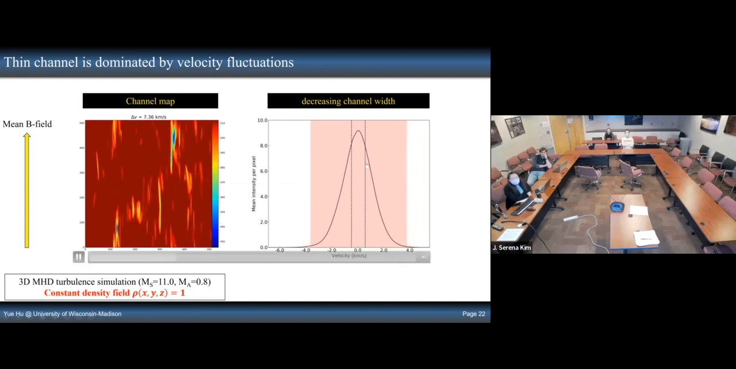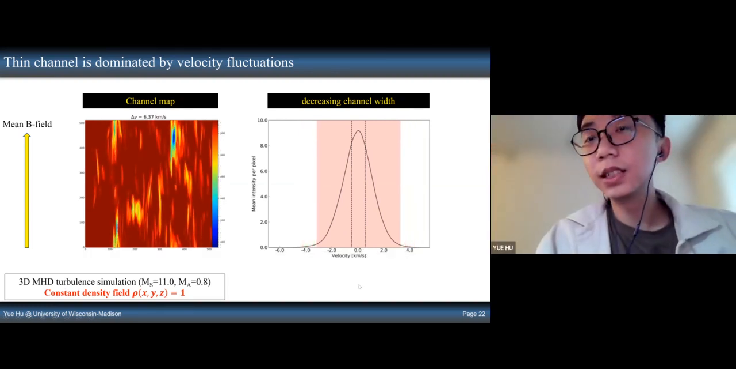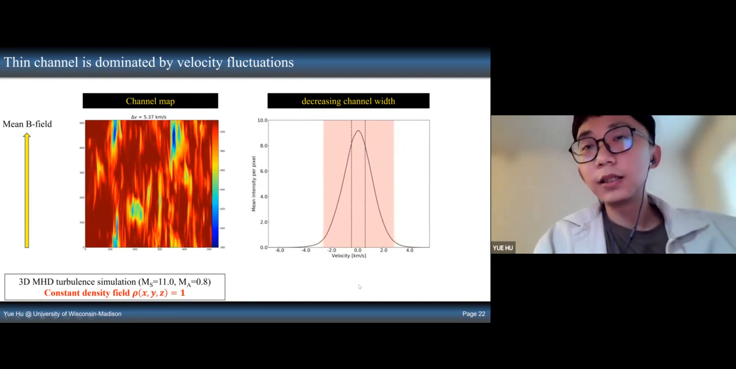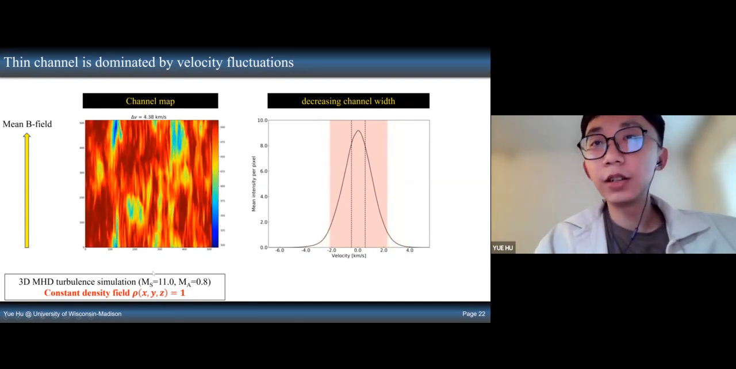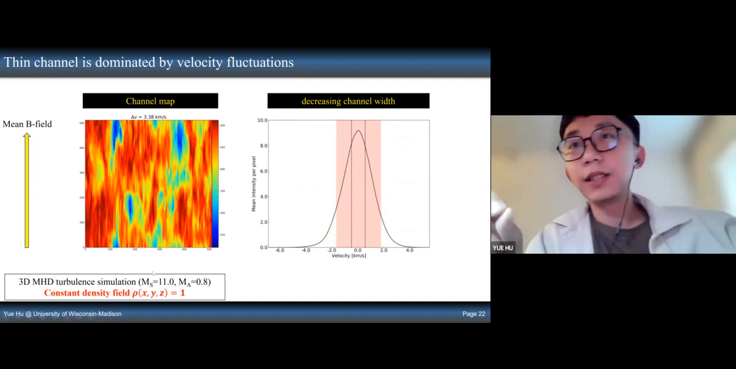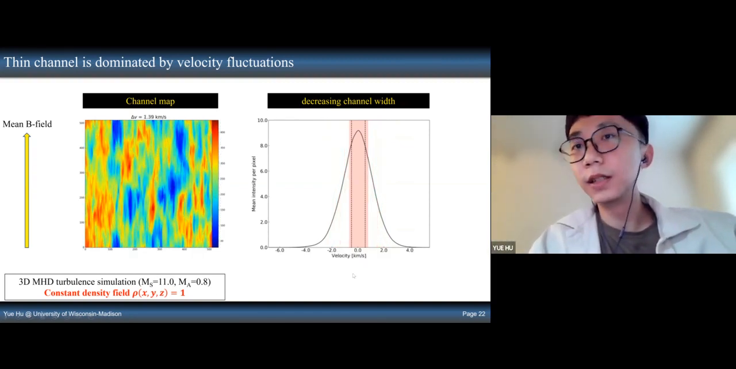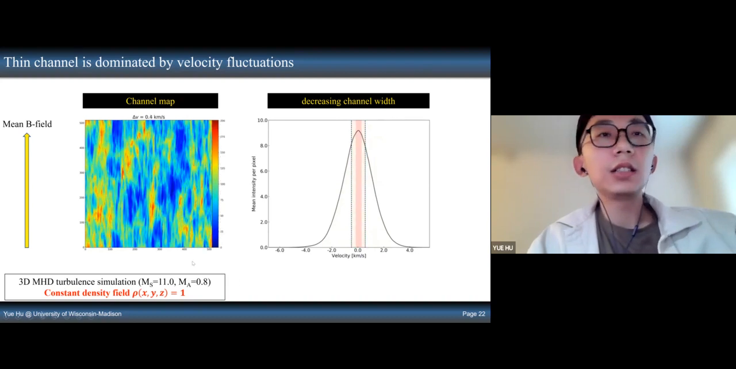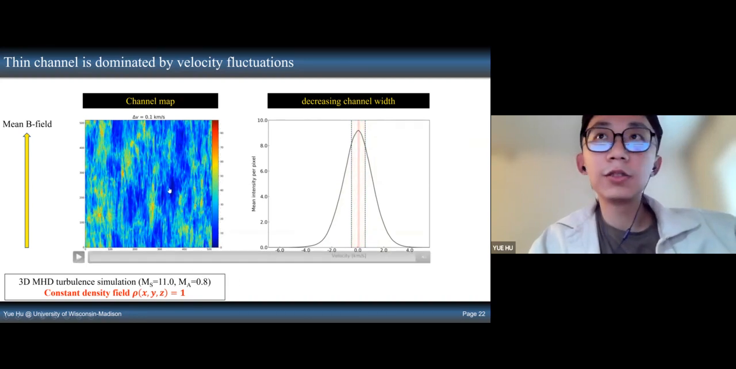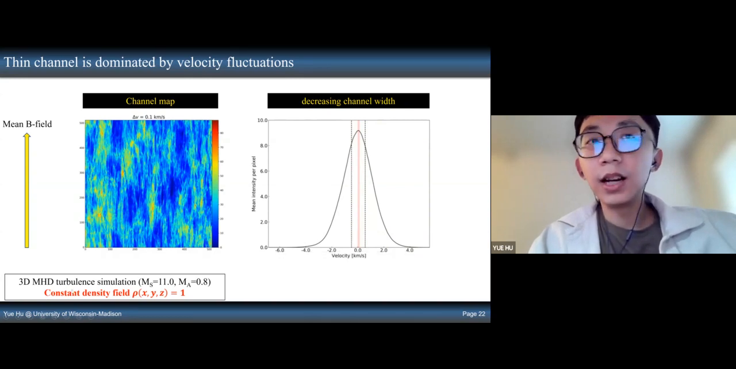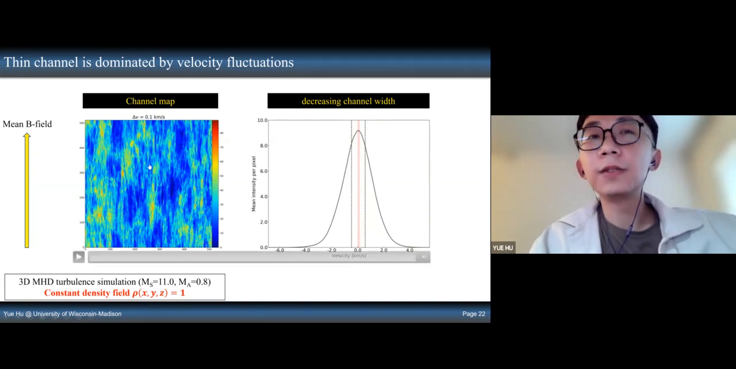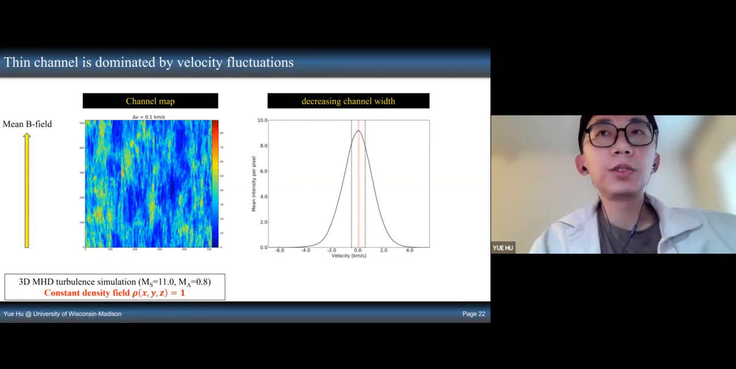You can see the red shaded area means the integrated velocity range used to produce the channel map. As you can see, when we decrease the integrated velocity range, a lot of intensity structure appears. And remember, I'm using a constant density field. Therefore, these structures are not real. They are purely produced by the velocity field.